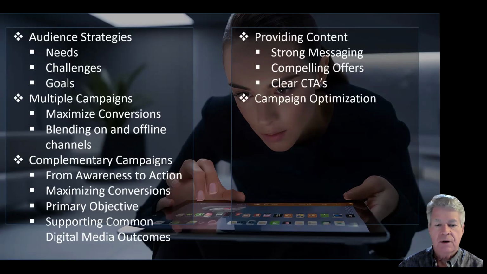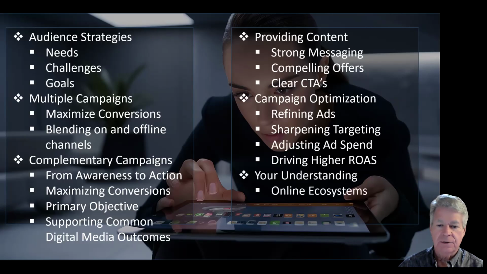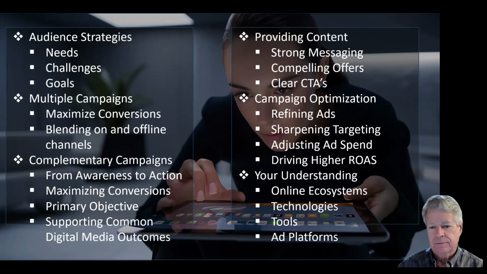Campaign optimization is an ongoing process of incremental improvements, refining your ads, sharpening your audience targeting and adjusting your ad spend, driving higher return on ad spend, and maximizing return on investment. At the heart of all this is your understanding of the online ecosystem, including technologies, tools, and ad platforms that work together to power a successful digital media strategy. This is a lot for you to deliver, but our series is designed to provide you with the basic knowledge you need and advice on how to get started.